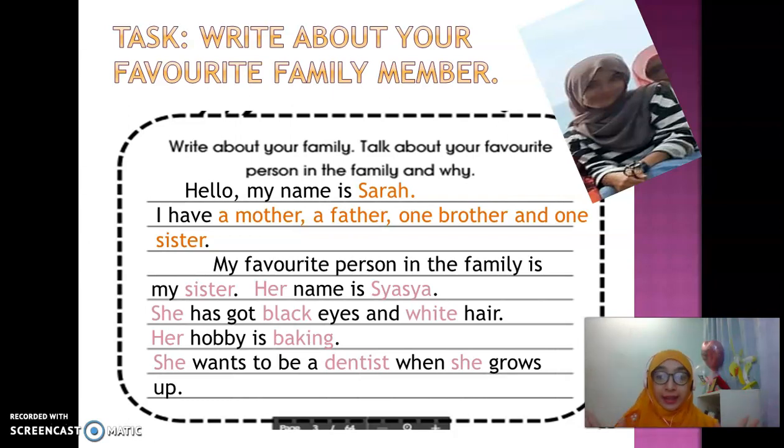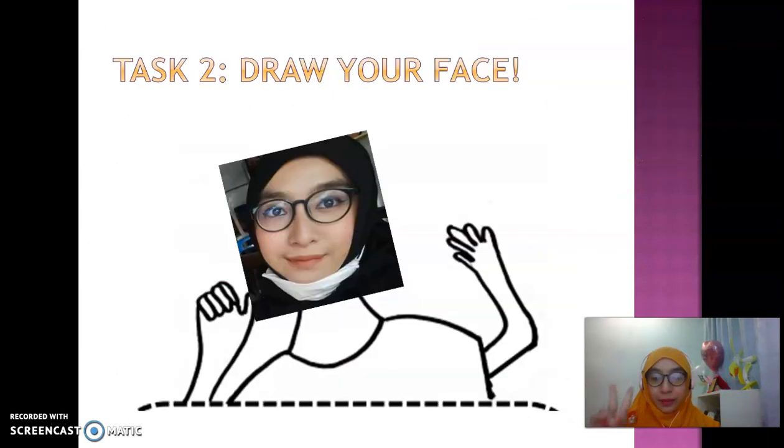Again, this is an example on how to write about your family member if your family member is a girl or a woman. If you want to write about your mother or your sister, you can use this example as a guidance. You just have to change the name, the color, the hobby, the words in color. So that is task one.